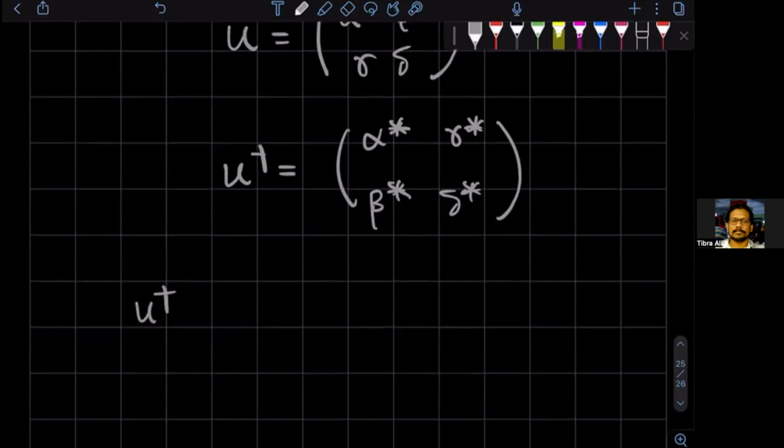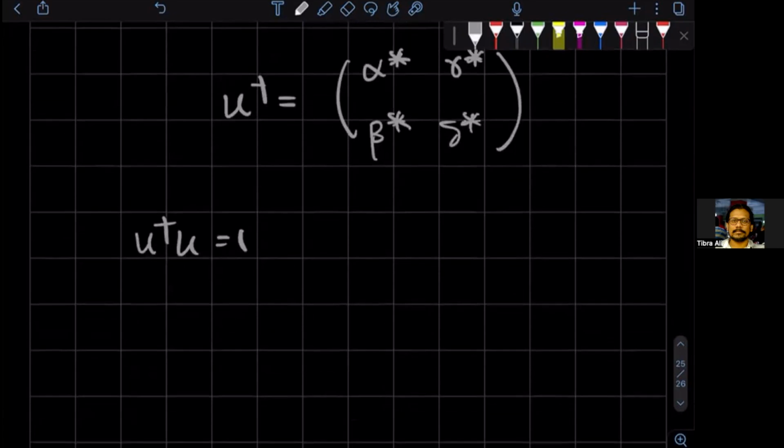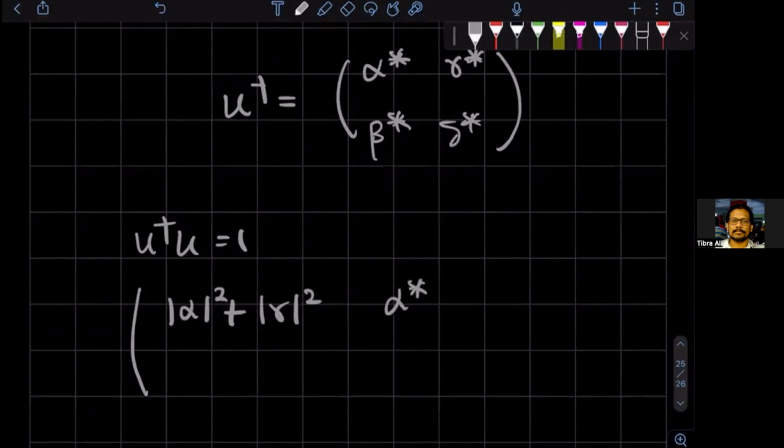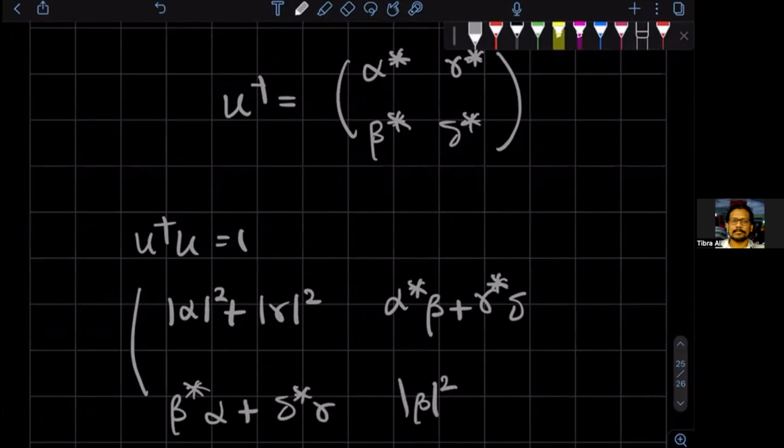Then U dagger U is 1, which means that the left-hand side is mod alpha squared plus mod gamma squared, alpha star beta plus gamma star delta. And here we get beta star alpha plus delta star gamma. And here we get mod beta squared plus mod delta squared. And this is equal to 1, 0, 0, 1.